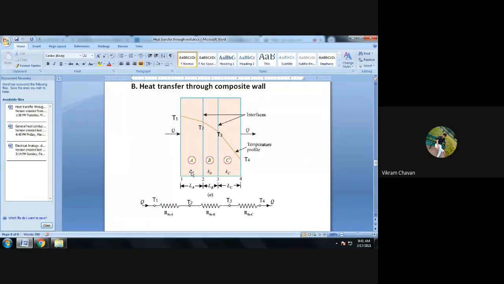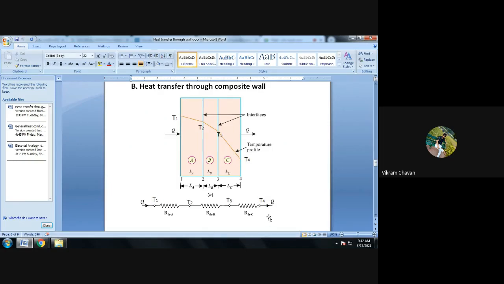particular composite slab, then it will look like this. Q amount of heat is flowing through the thermal circuit, and the initial surface temperature is T1. Wall A's thermal resistance will be R_th,A. Then the second temperature T2, then the second wall's thermal resistance R_th,B, then the third temperature T3, and then the third wall C's resistance R_th,C, and the last, fourth temperature will be T4. So the thermal circuit diagram will be in this manner.